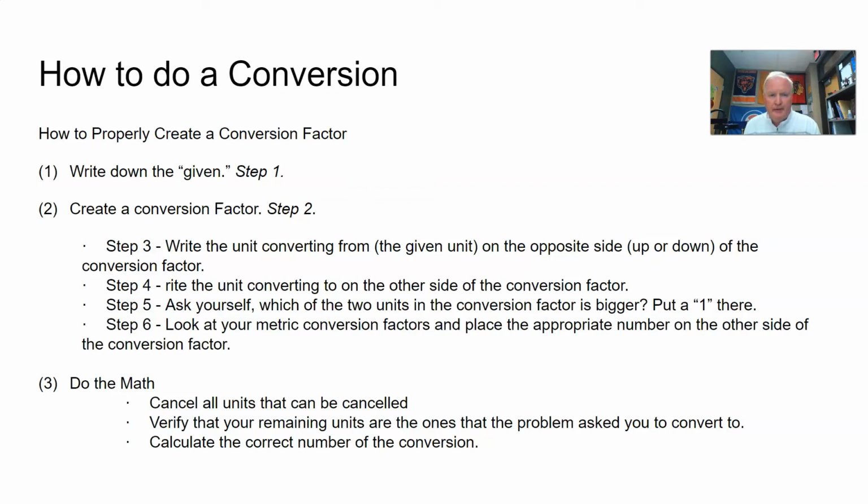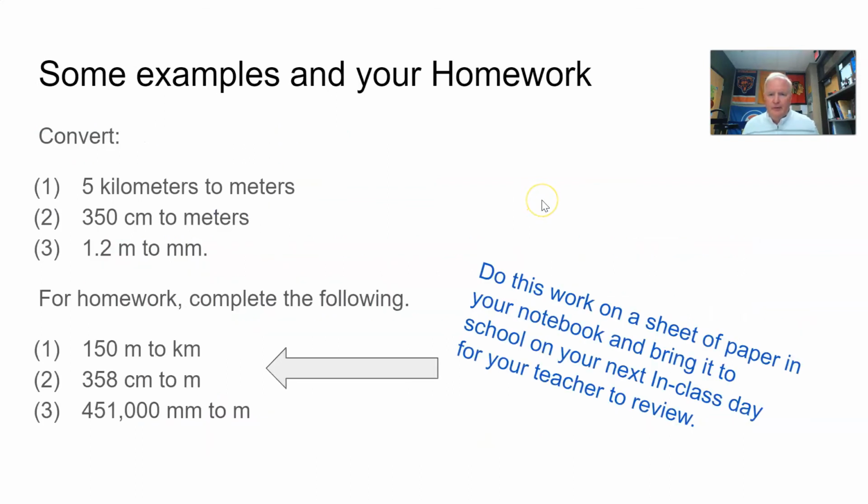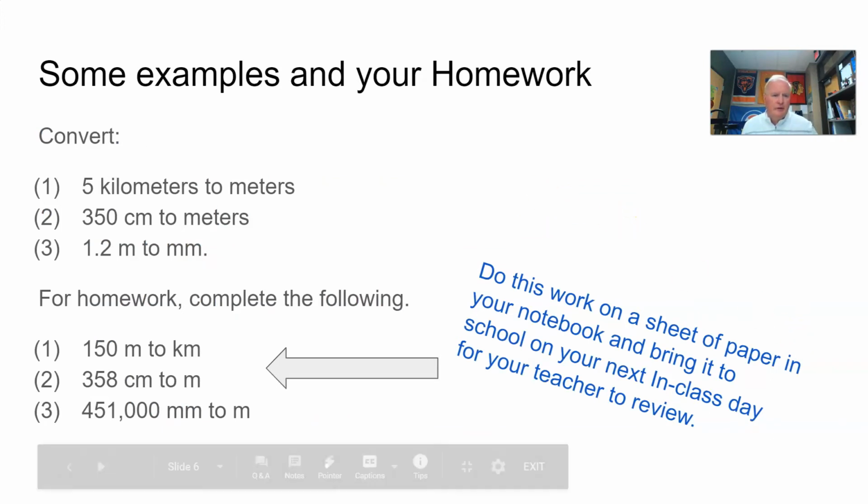You'll see that sometimes we're going to start out, they're always going to be on the bottom, but eventually we're going to show you that you can convert things in a different way. So we just say we put it on the opposite side. Step 4, we put the unit we're converting to on the other side. Step 5, we ask ourselves which one's bigger. We put a 1 on it, and then we go to our sheet, and we do step 6, we get the number. Once we have that conversion factor ready, then we'll just do the math by canceling out the units. Okay. So I have 3 examples that I want to do. We just did 1, 5 kilometers to meters. So let's just take a look at that one on the camera.